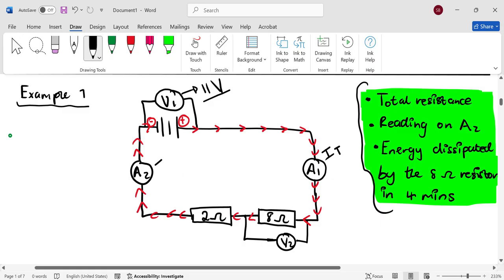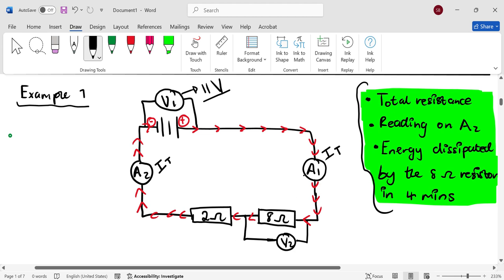Similarly, A2 also reads the total current. Why? Because notice how the current through A1 continued to move and reached A2 with no breakage, with no split. The current did not split in any way, right? That is the only time current starts to change, when there is a split in the circuit. So notice how the current was the same, it was not split or divided. That is why I say A1 reads the total current and A2 also reads the total current. You'll see what this actually means when you get to parallel circuits.